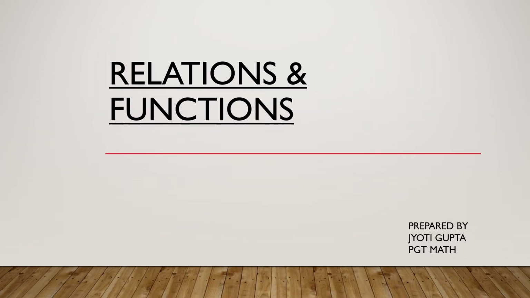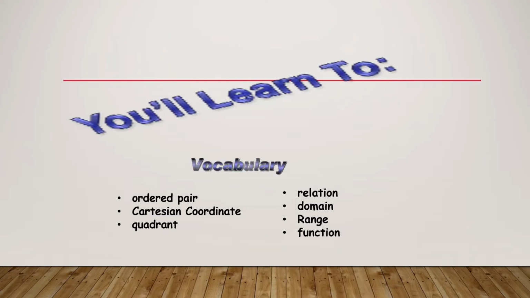Dear students, today we will start your chapter 2, Relations and Functions. In this chapter, we will learn about ordered pair, Cartesian coordinates, quadrants, relation, domain, range, function, and codomain too.